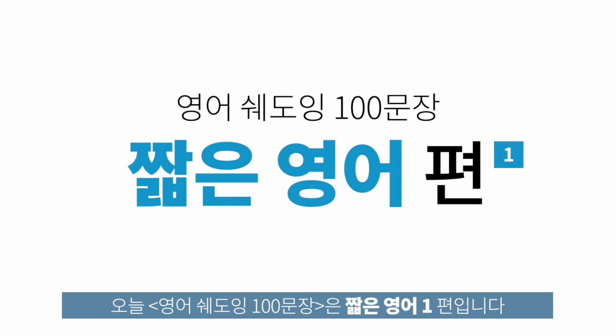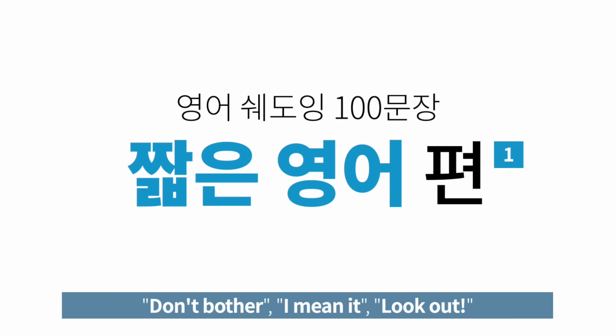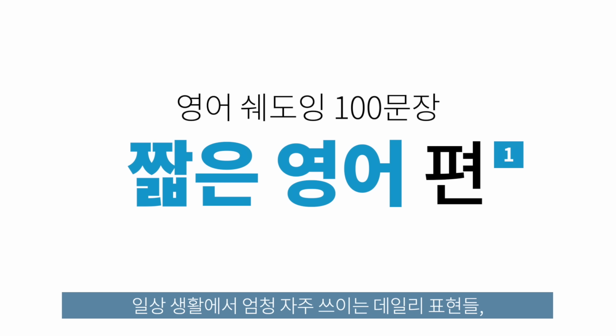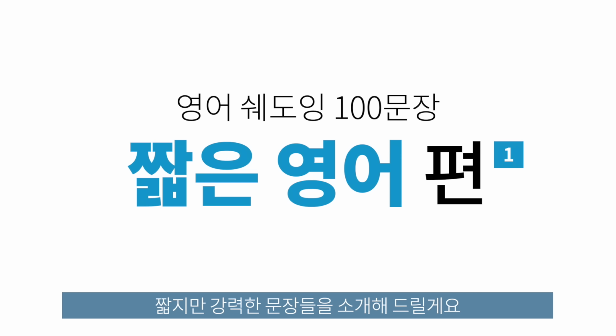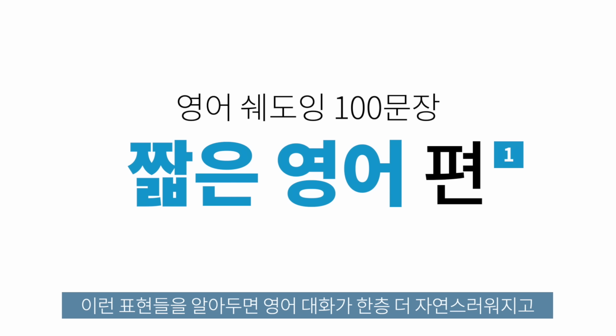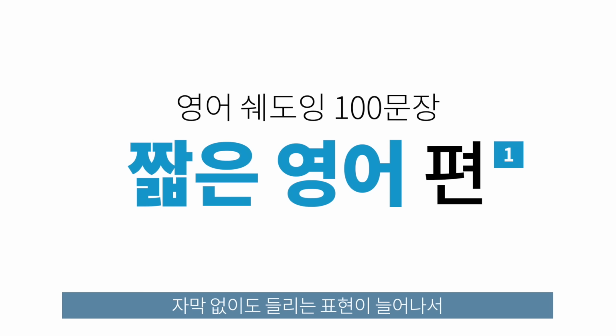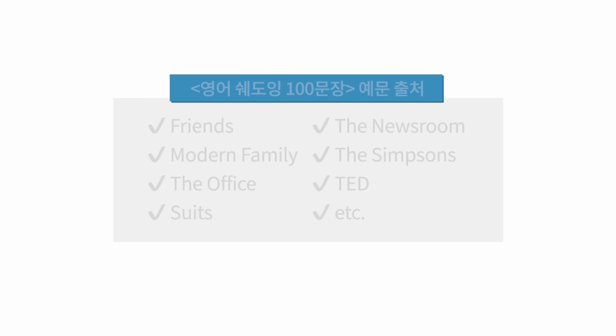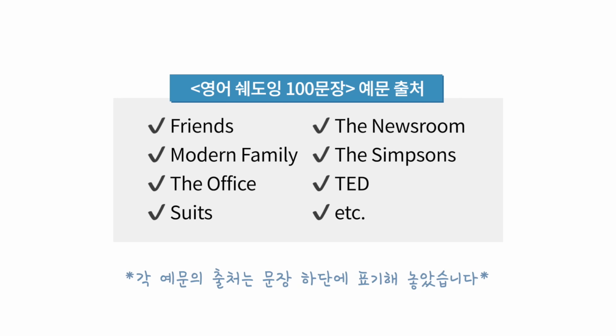오늘 영어 쉐도잉 100문장은 짧은 영어 1편입니다. Don't bother. I mean it. Look out. 이렇게 통째로 굳어져 있는 간단한 영어 표현 100개를 보겠습니다. 일상생활에서 엄청 자주 쓰이는 데일리 표현들, 그리고 미드나 영화에 자주 나오는 짧지만 강력한 문장들을 소개해드릴게요. 이런 표현들을 알아두면 영어 대화가 한층 더 자연스러워지고 자막 없이도 들리는 표현이 늘어나서 영화를 볼 때도 훨씬 재밌어질 겁니다. 문장들은 알파벳 순서로 배열했습니다. 영어 쉐도잉 100문장 예문의 출처는 주로 미드 프렌즈, 모던 패밀리, 수츠 등등입니다.